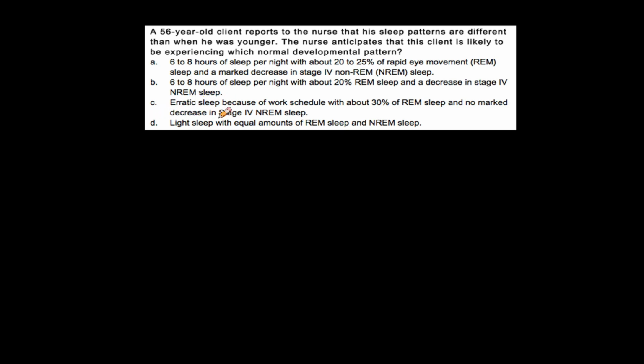C, erratic sleep because of work schedule with about 30% of REM sleep and no marked decrease in stage 4 NREM sleep. D, light sleep with equal amounts of REM sleep and NREM sleep, or non-REM, however you like to say that.